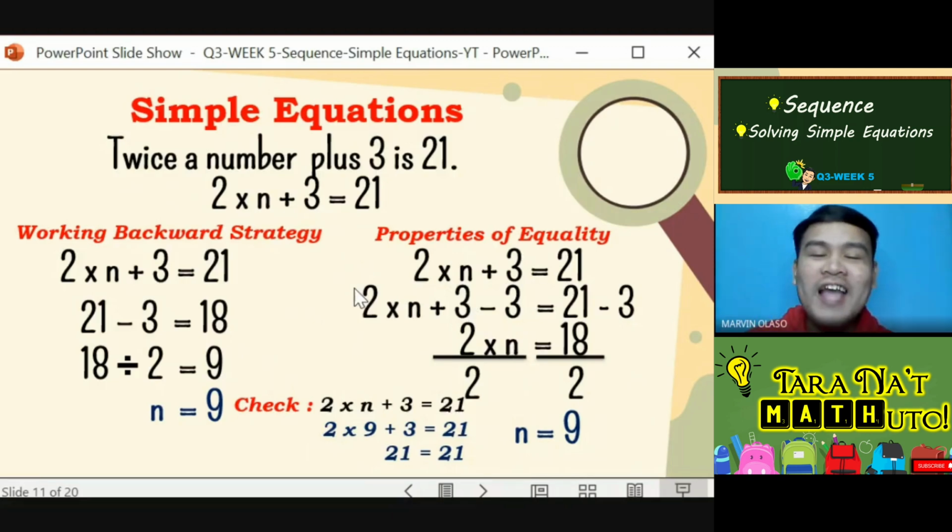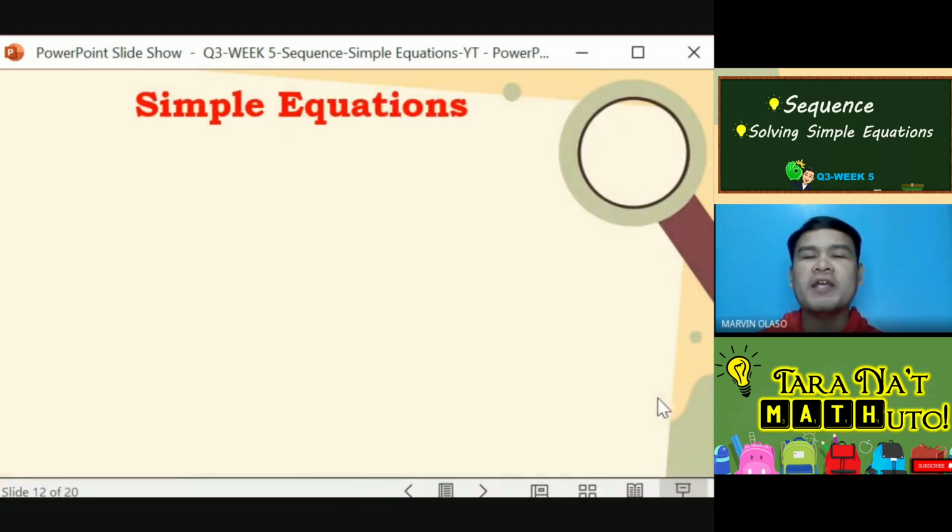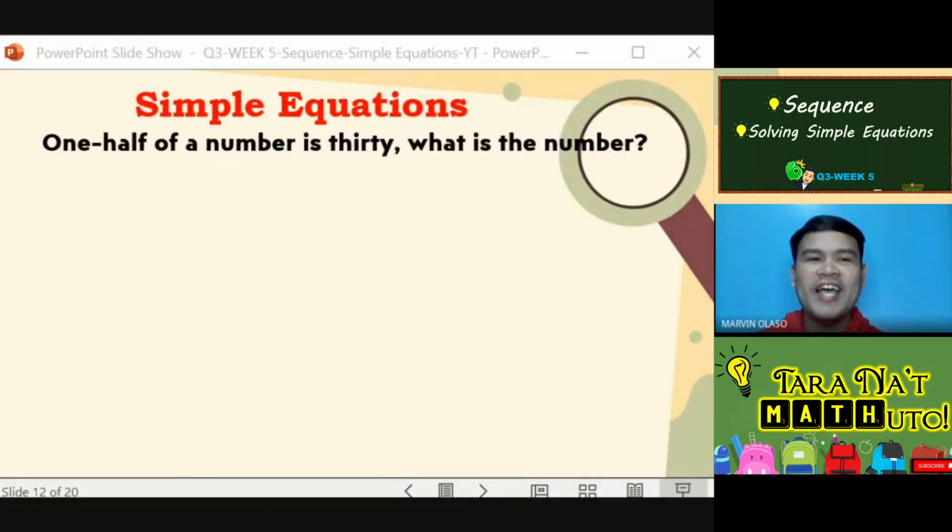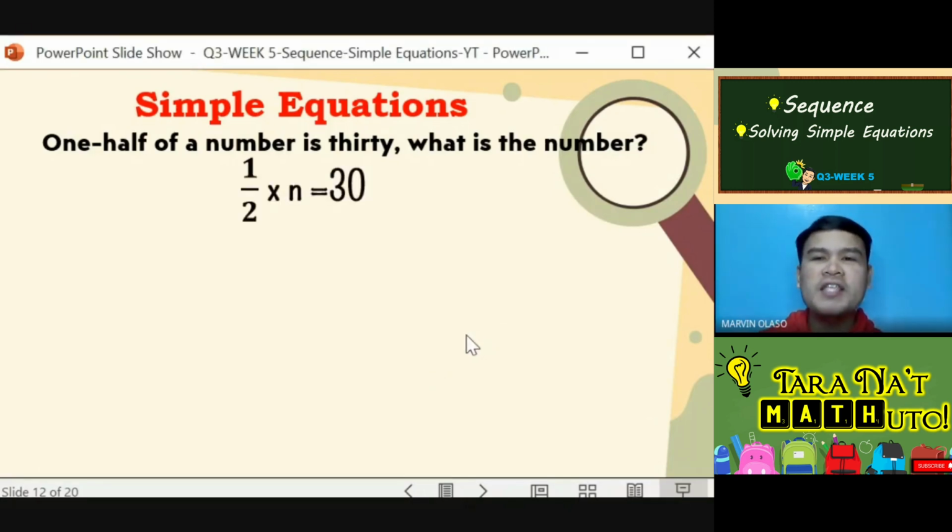Ayan. Huwag na nating patagalin pa. What if ganito naman ang magiging equation natin? 1/2 of a number is 30. What is the number? Again, let's create an equation. That means 1/2 times n equals 30. Let's use the working backwards strategy.